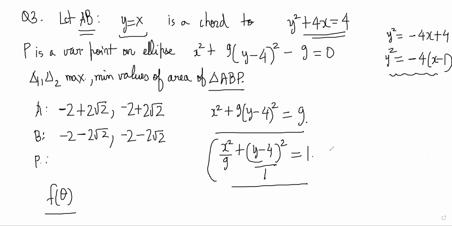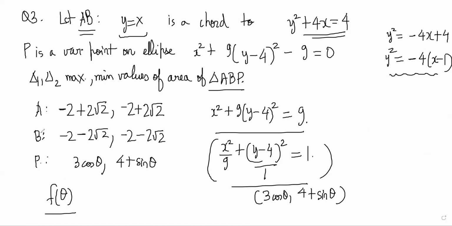You have to take a parametric point here on the ellipse. It will be 3 cos theta and 4 plus sine theta, right? Area of the triangle, can you find in terms of theta now? Yeah, you can. The area formula will come in terms of theta. You just have to find maxima and minima of this function.